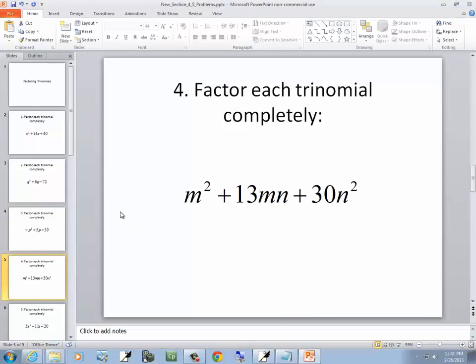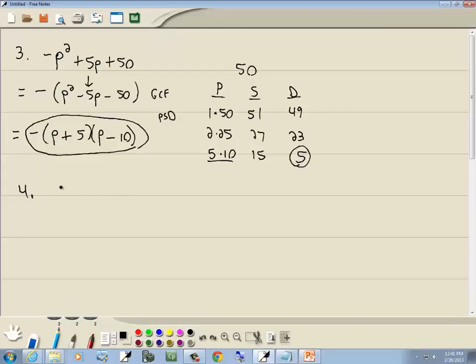Okay, let's look at one more of these. Got m squared plus 13mn. Hopefully this is just a review. You've seen this in elementary algebra or algebra 1.